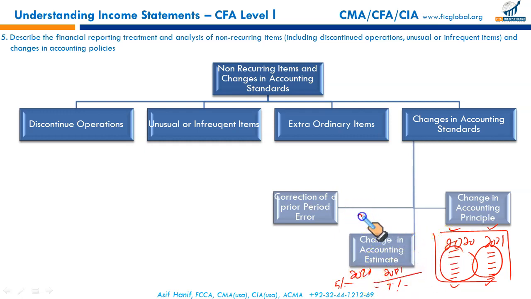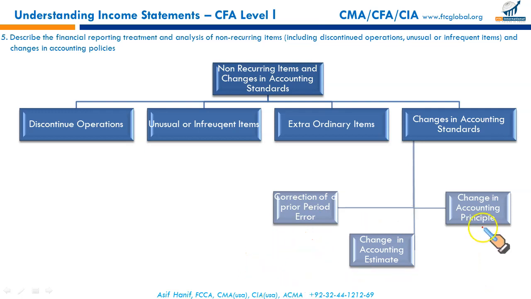Which means your 2020 numbers and 2021 will be incompatible. So you may have to make adjustments to make them comparable for your analysis. And correction of prior period errors. If there is an error in the previous period that needs correction, it will again be done in a way that requires retrospective treatment. So both financial years will be on an equal basis.